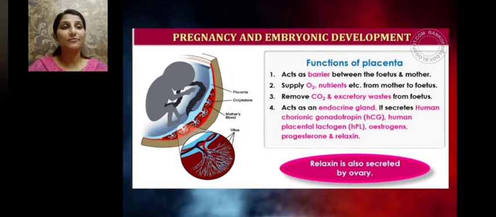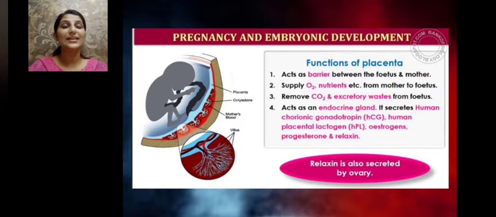What are the functions of the placenta? It acts as a barrier between the fetus and the mother. It supplies oxygen and nutrients from the mother to the embryo. It removes carbon dioxide and excretory waste from the embryo or the fetus. And the placenta has another very important function: it acts as an endocrine gland.